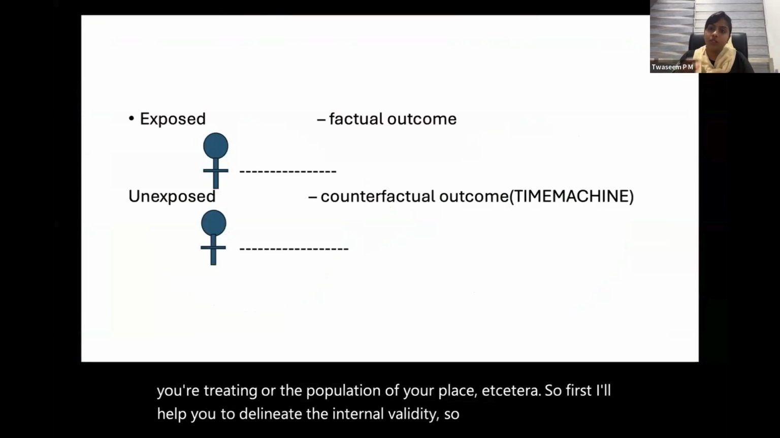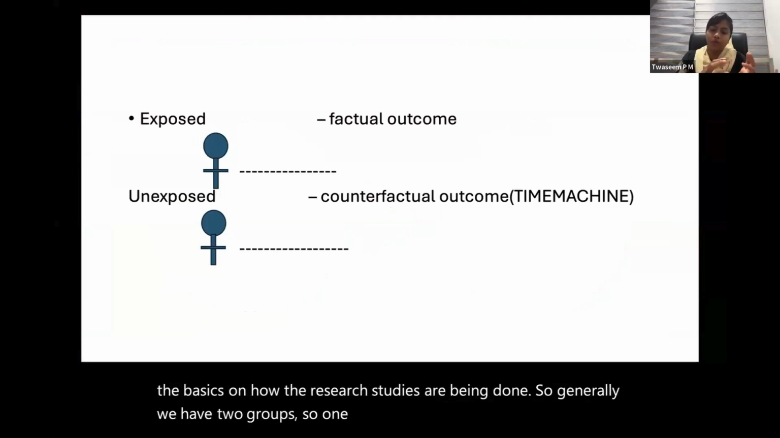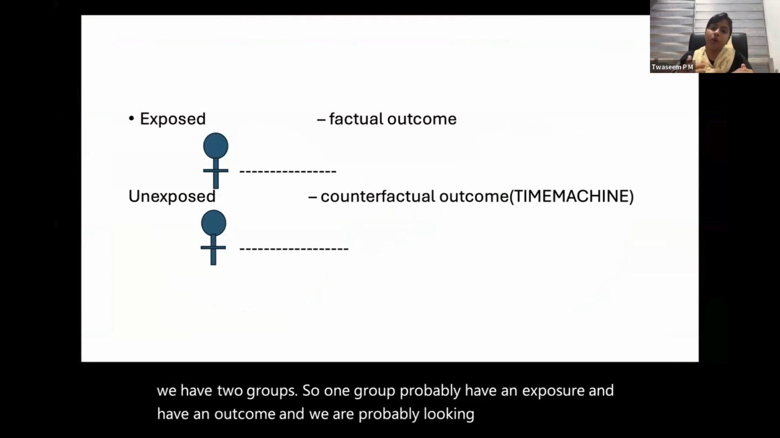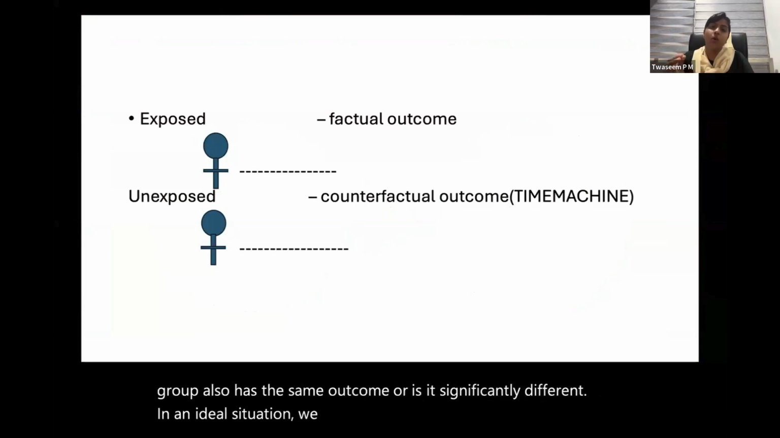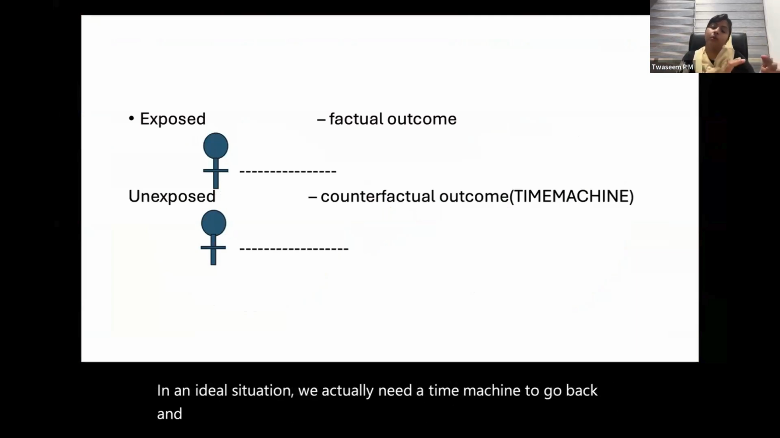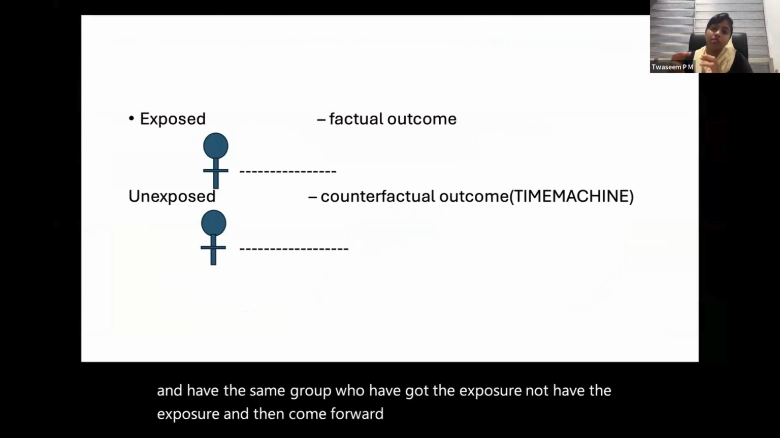Before that, let's go to the basics of how research studies are done. Generally we have two groups. One group has an exposure and has an outcome. And we are looking to see if the unexposed group also has the same outcome or if it is significantly different. In an ideal situation, we actually need a time machine to go back and have the same group who got the exposure not have the exposure, and then come forward and view the outcomes to see if it is really due to the exposure.